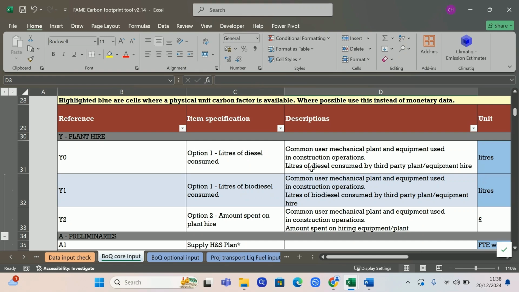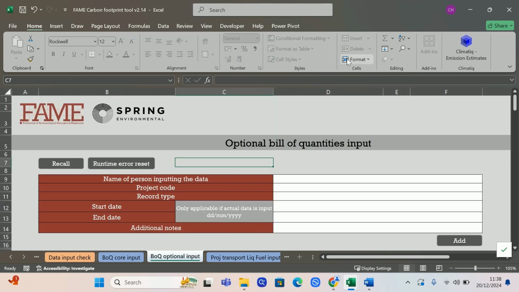Additionally, the FAME bill of quantities is a really extensive list of inputs, and from a carbon footprinting point of view, some contribute very little to the total carbon footprint. So to streamline data entry and try and reduce the time required to fill out the tool, we've separated the bill of quantity into core and optional.